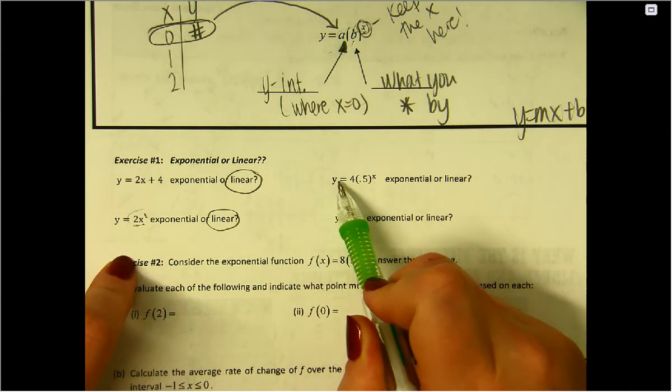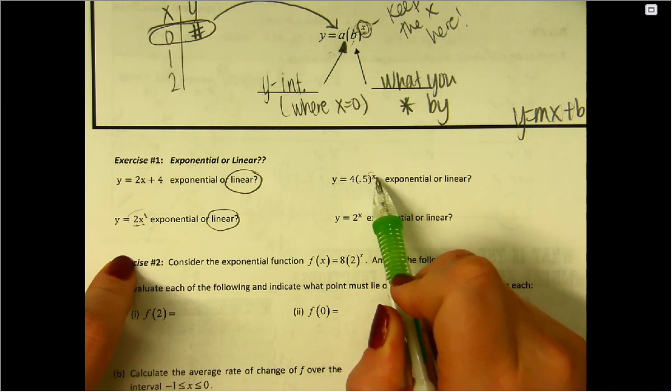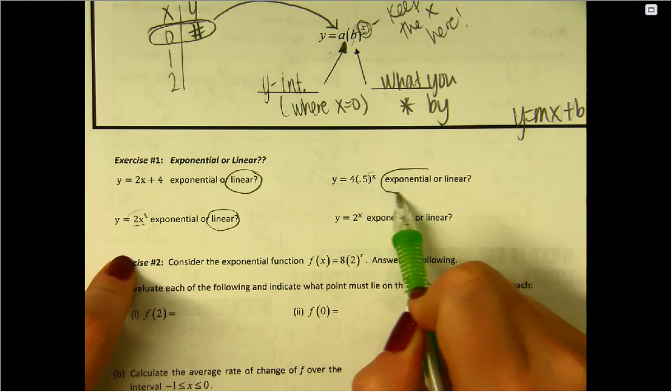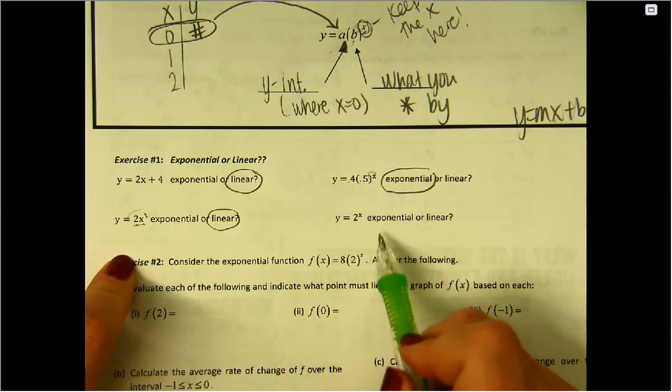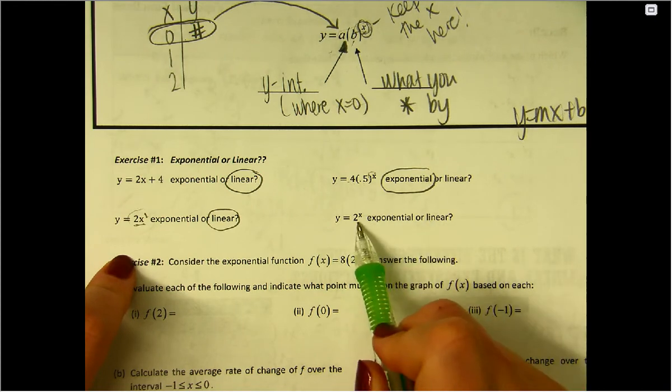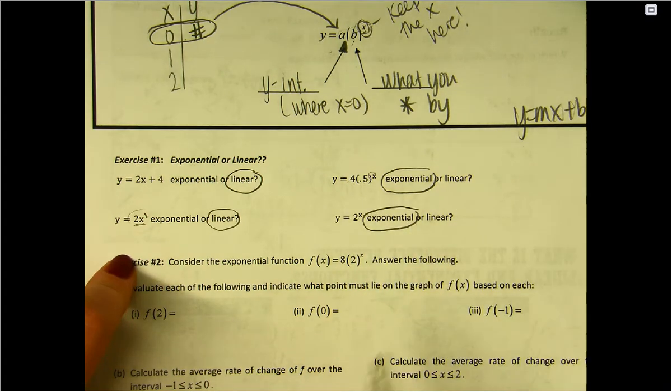This one says y equals 4 times 5, all raised to the x power. Notice how my exponent is a letter. So this is exponential. Y equals a times b to the x. Exponential or linear? Well, what is your exponent? Is it a number or is it a letter? Oh, it's a letter. So it's exponential.